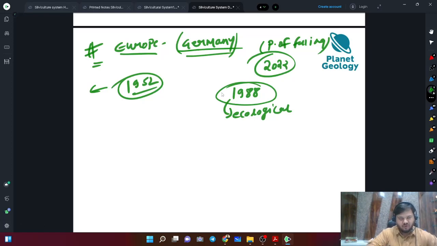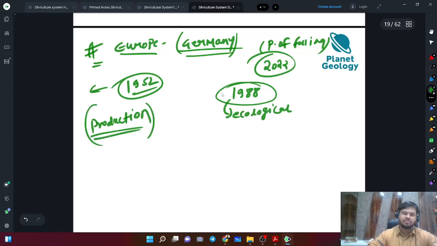So forestry was mostly production forestry. Throughout history, forestry was developed so that we can exploit the forest, cut the forest and use it. Trees are used in multiple industries. A lot of industries are based on forest products, for example the paper industry, furniture industry, construction industry, the sports industry, the cricket bats, the stumps, and a lot of things that are dependent on trees, right?